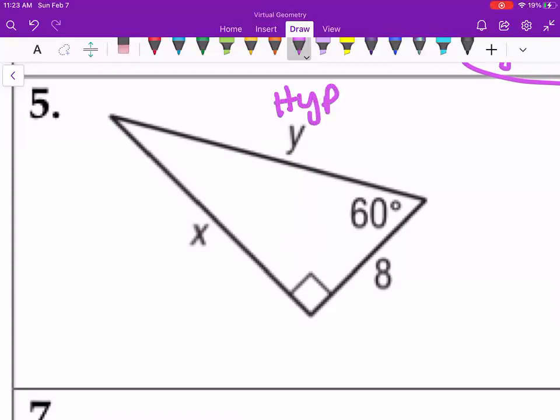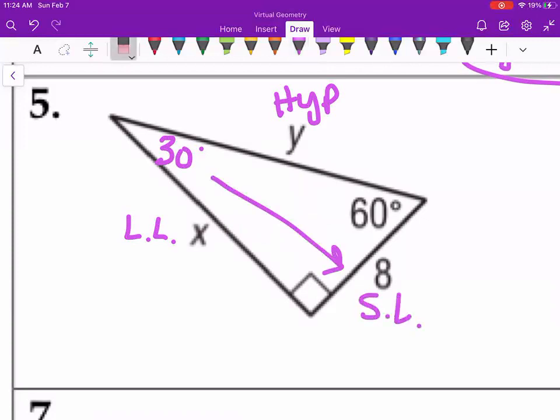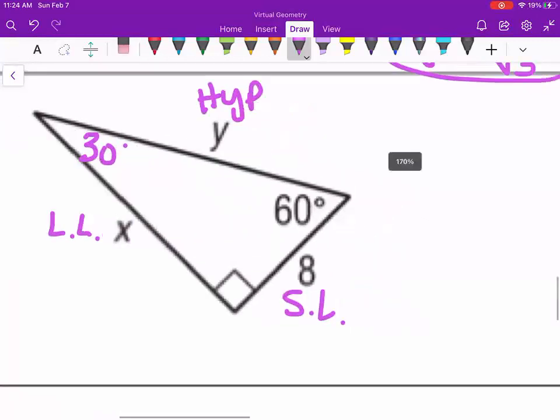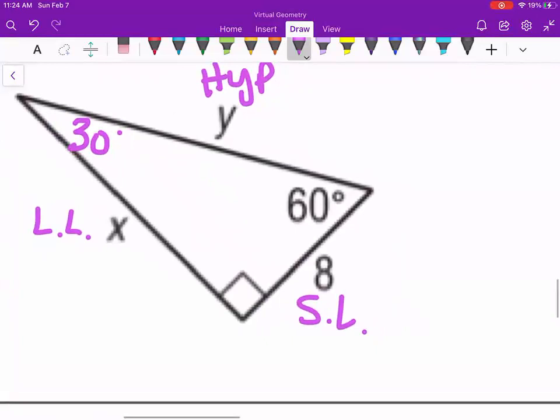They've given you the 60, which is across from the long leg. Meaning our last one, 60 plus 90, 150. 180 minus 150, there's my 30. Across from it, the short leg. So we need to get our short leg, and we have it, so we're going to use that 8 to get the other 2.